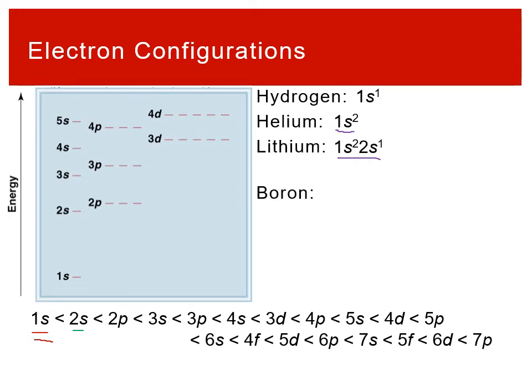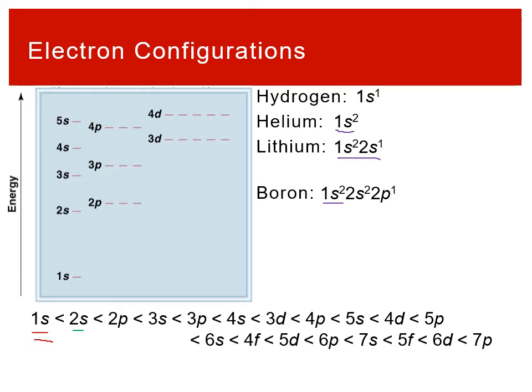1s2 subshell. If we go to boron, this is atomic number 5, we know it's going to start in that same way. 1s2 because the first 2 electrons go into there. The next lowest energy subshell is still the 2s.